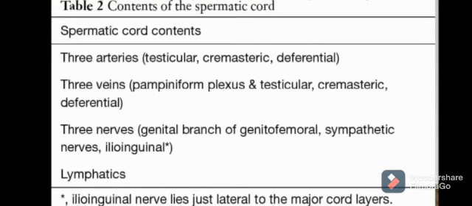These are the spermatic cord's contents. There are 3 arteries: testicular artery, cremasteric artery, deferential artery. There are 3 veins, and there are 3 nerves. And this is a very frequently asked question in prof, so you must prepare it very well.